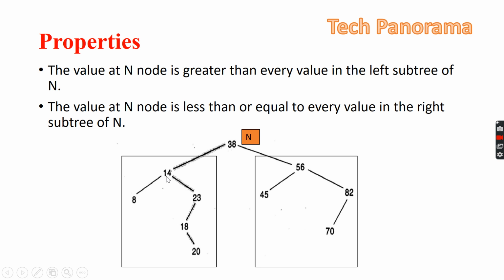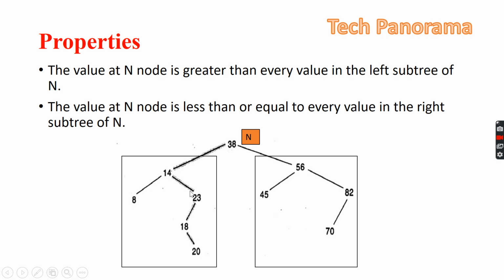Here 14 is the root of the left subtree. This value will be greater than its left part, that is 8, and 14 will be less than its right subtree, as 14 is less than all its elements.